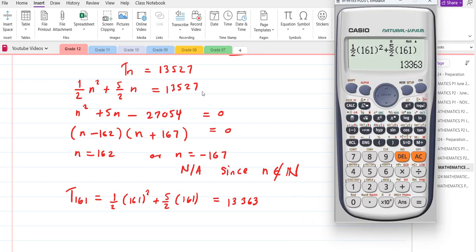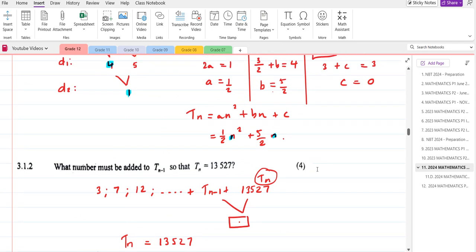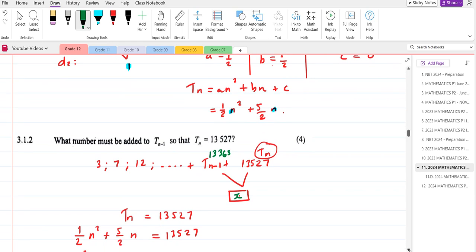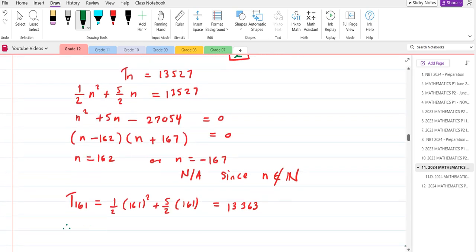13,363. So we know we have 13,363 as Tn minus 1. This is 13,363. So 13,527 minus 13,363 is going to give me the number x, right? So therefore, the number to be added is equal to 13,527 minus 13,363.